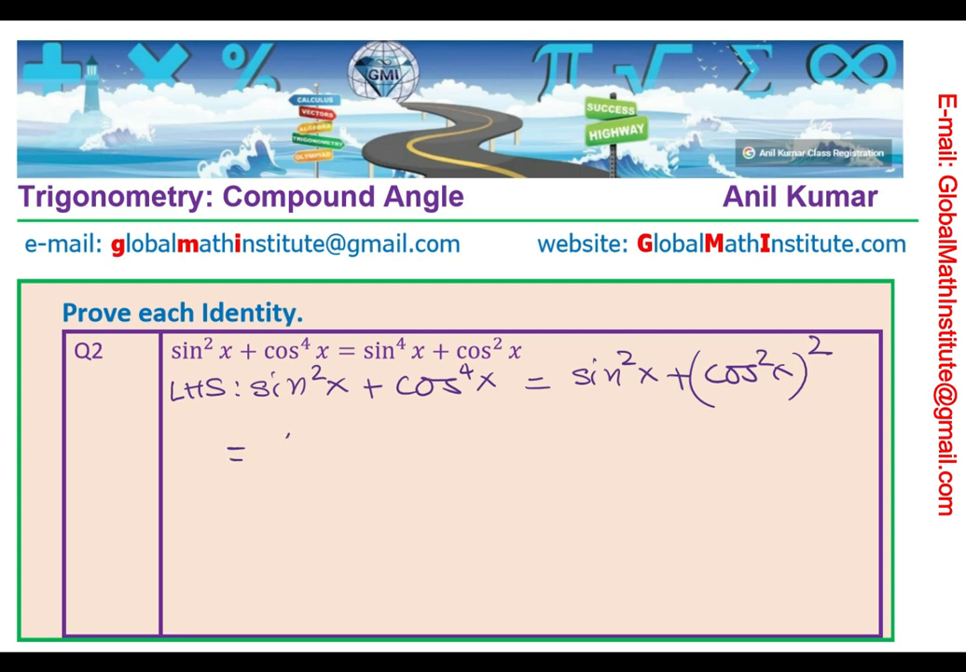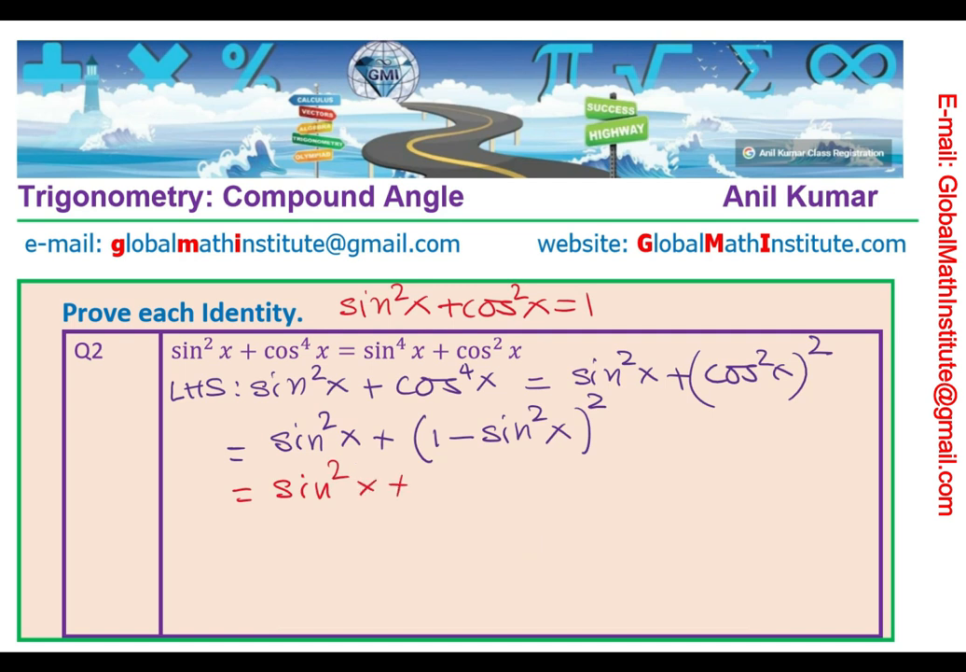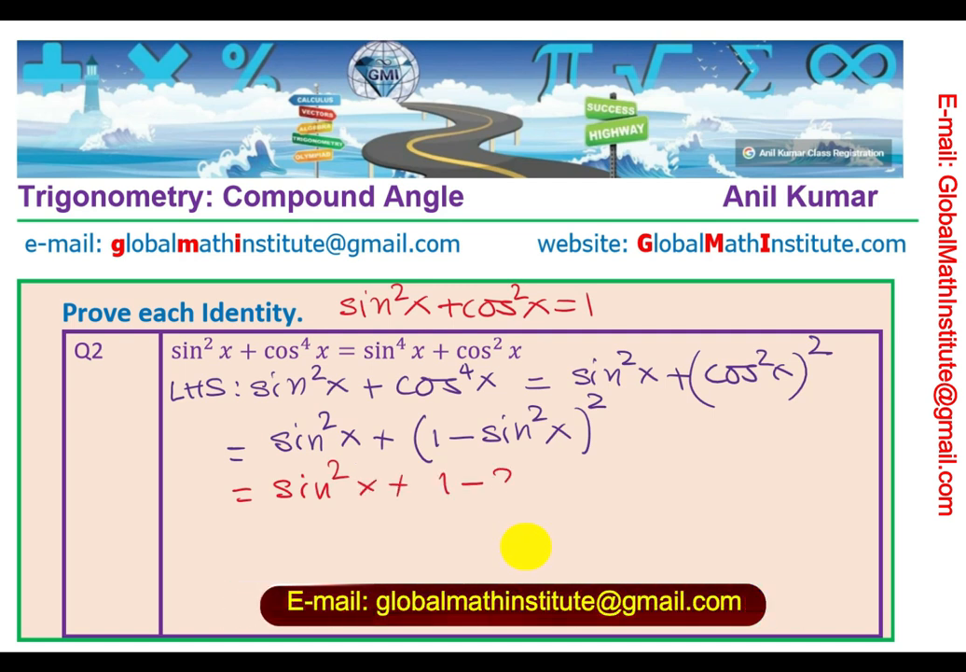Now, we can use the Pythagorean identity to write cos square x as 1 minus sin square x, clear? Whole square. As you know, sin square x plus cos square x is 1, right? Rearranging, we get cos square x is 1 minus sin square x. Perfect. So let's continue with that. We have sin square x plus, expanding a minus b whole square, 1 minus 2 sin square x plus sin to the power of 4x.